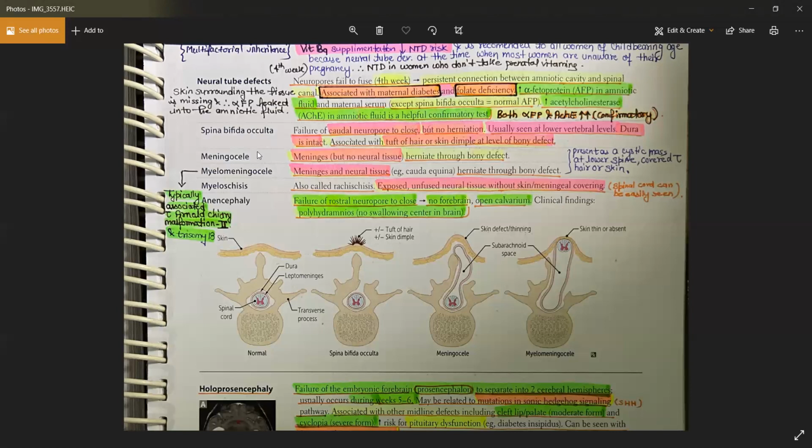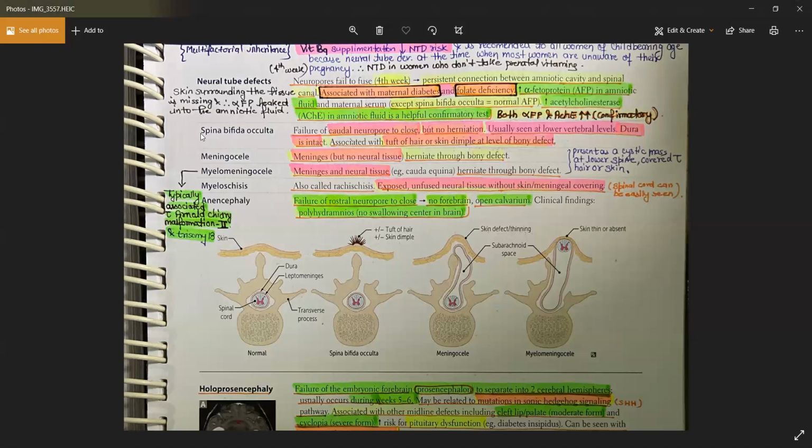And you need folic acid to prevent these neural tube defects. So folic acid is very much regular, or compulsory, for any female of reproductive age, right? Vitamin B9 will decrease the risk of neural tube defects. Okay, so let's discuss these defects.